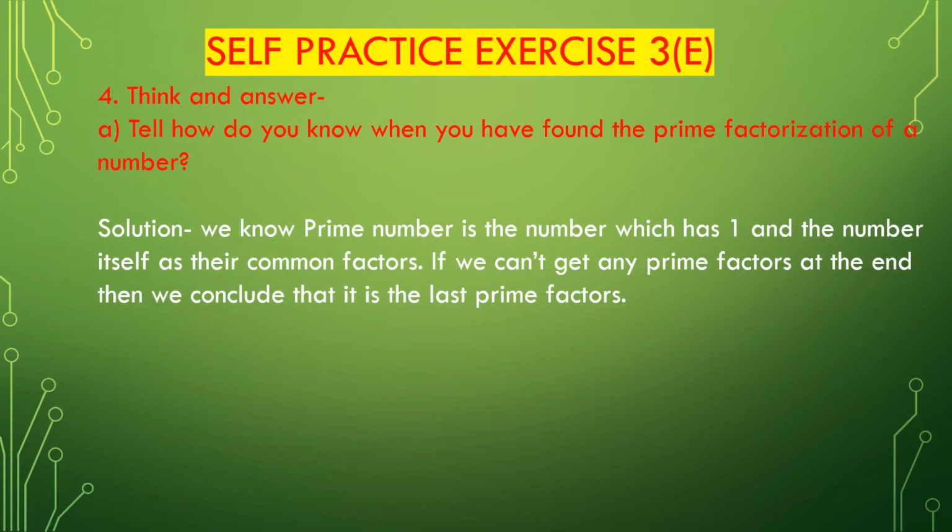Now we solve question number 4. Question number 4 is think and answer. Part A is: tell how do you know when you have found the prime factorization of a number. We know a prime number is the number which has 1 and the number itself as its factors. If we can't get any further prime factors at the end, then we conclude that it is the last prime factor of that number.